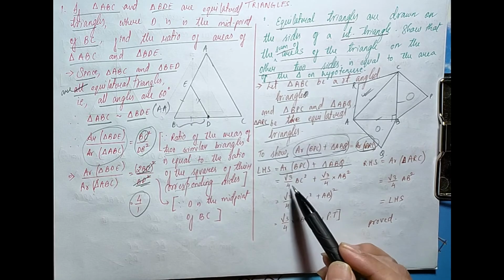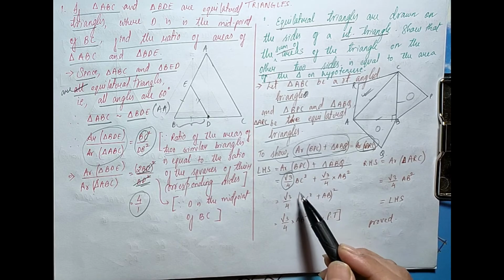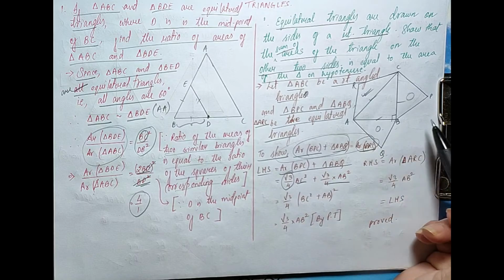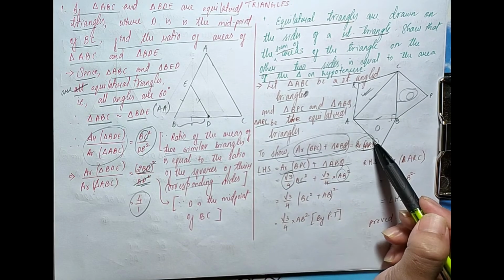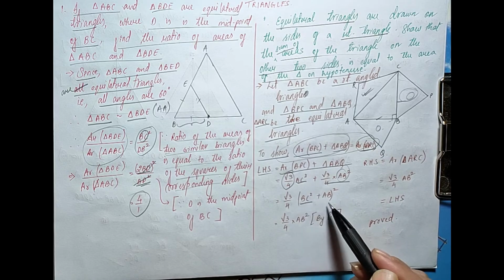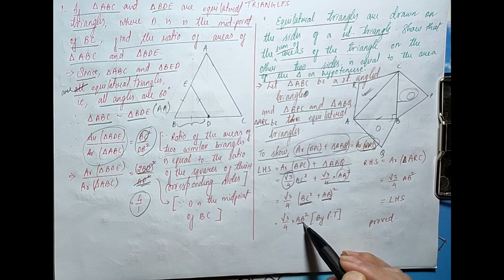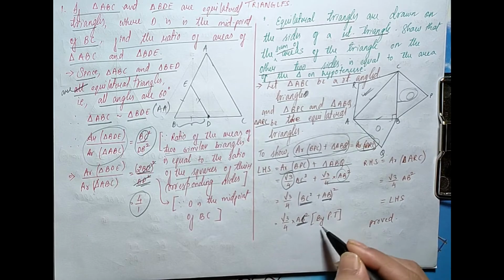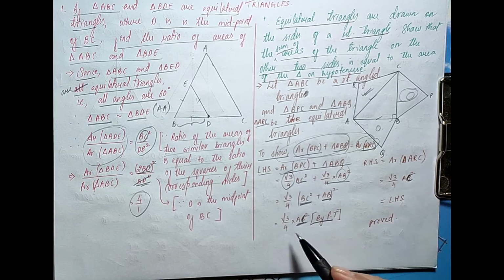Now we know that the area of an equilateral triangle is √3 by 4 side square. Similarly here, so side here is BC for this triangle, and side here is AB for this triangle. So it'll become √3 by 4. If you take common, you get BC square plus AB square. Now we know that BC square plus AB square is AC square by Pythagoras theorem. Okay, so it should be AC square.